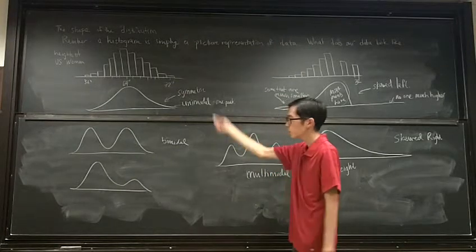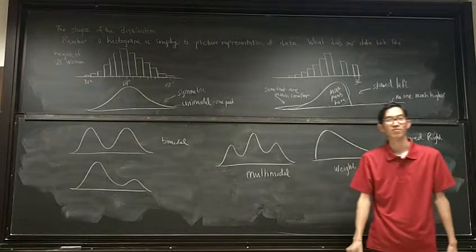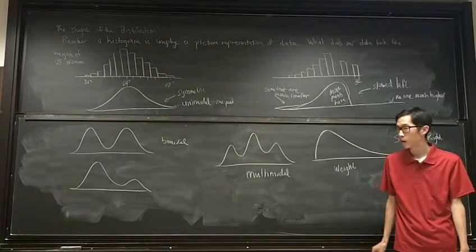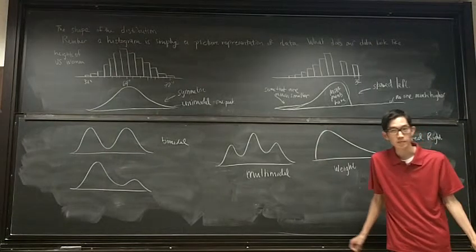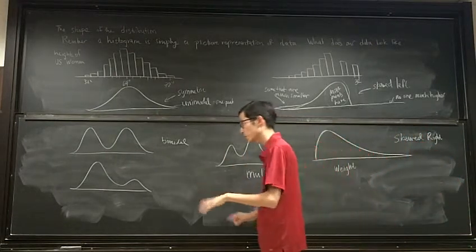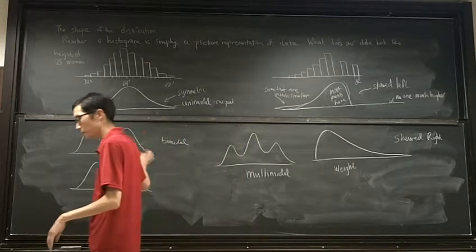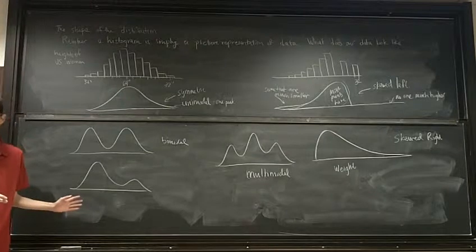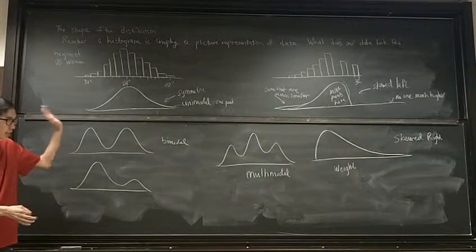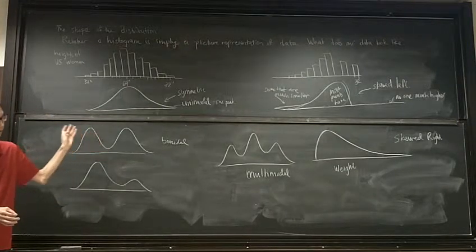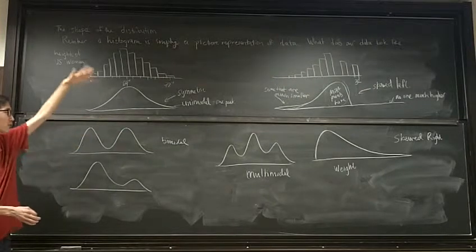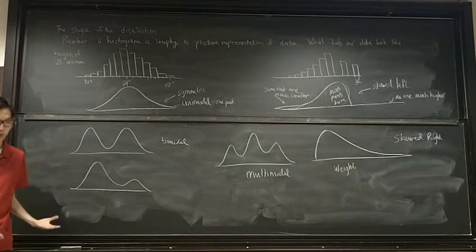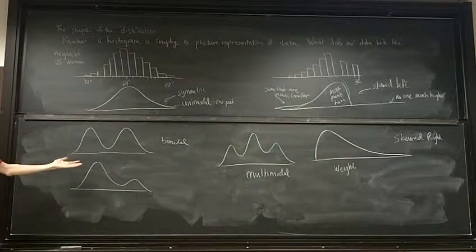All right, what might be bimodal? Okay, remember, what kind of variable are we dealing with? Numeric. So we can't have any kind of categorical variable here. Only numeric variables can be described as unimodal or bimodal, as symmetric or skewed left or skewed right.